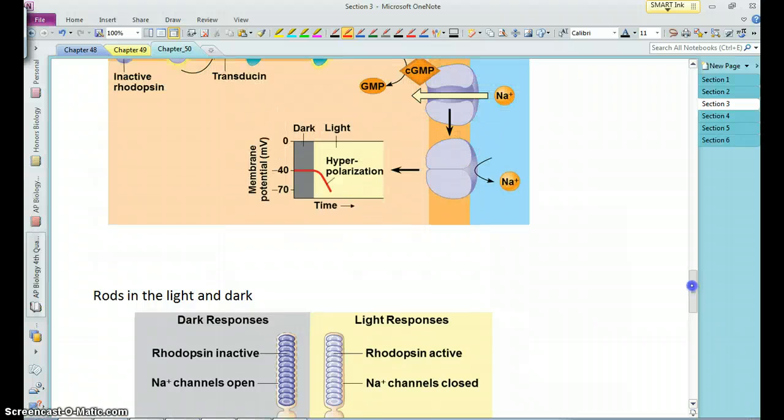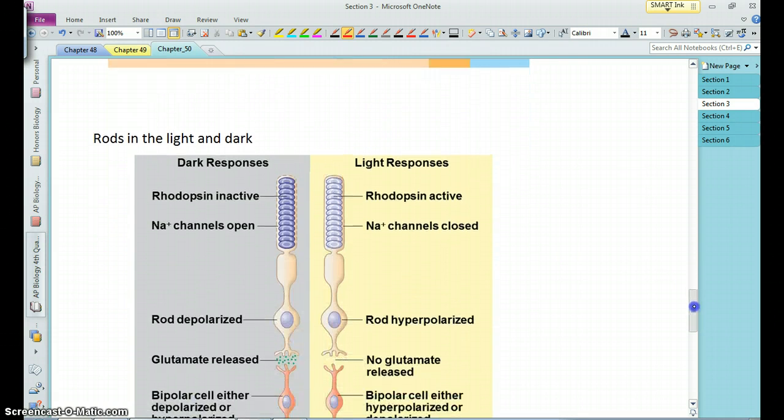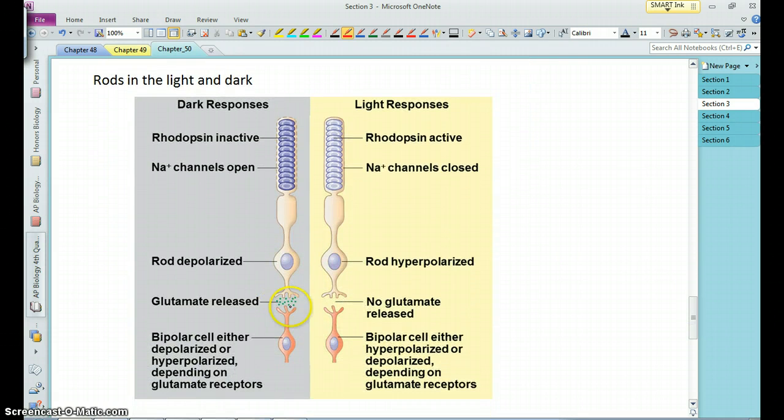So in the dark, when they are just plain old polarized, they release glutamate, and in the light, when they're hyperpolarized, they do not release glutamate anymore. You remember glutamate is one of these very common neurotransmitters.